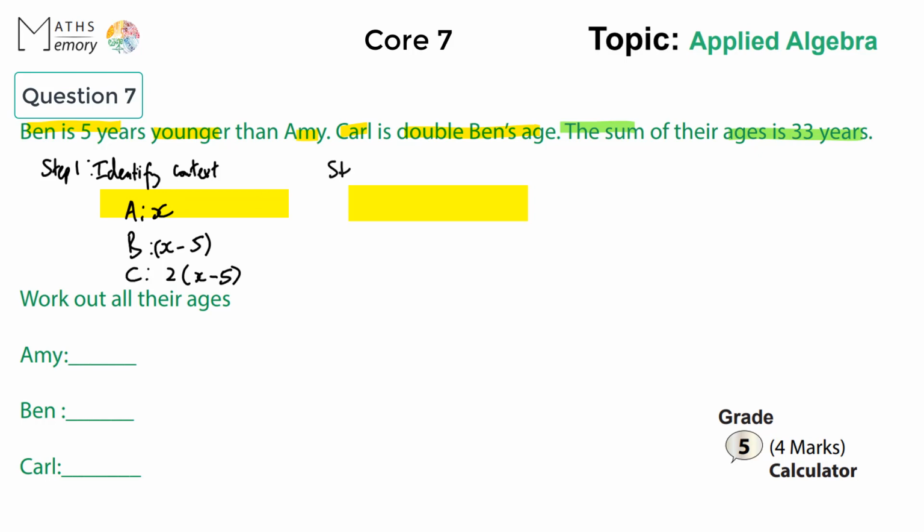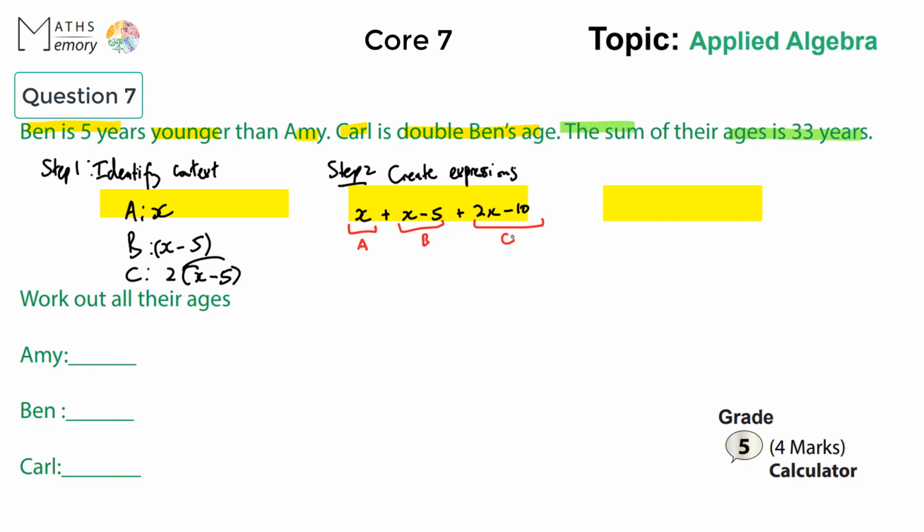Step 2, let's create an expression from this. Now these 3 steps don't always hold for this topic, applied algebra, but it's worthwhile going through them. There may be bits and elements of this in the question. So create an expression, literally it's very simple. It's A plus B plus C. So it's X plus X minus 5 plus 2x minus 10. Look how we expanded this out over here. And each one of these represents the 3 different pupils respectively: x is Amy, A, x minus 5 is B for Ben, and 2x minus 10 is C for Carl.